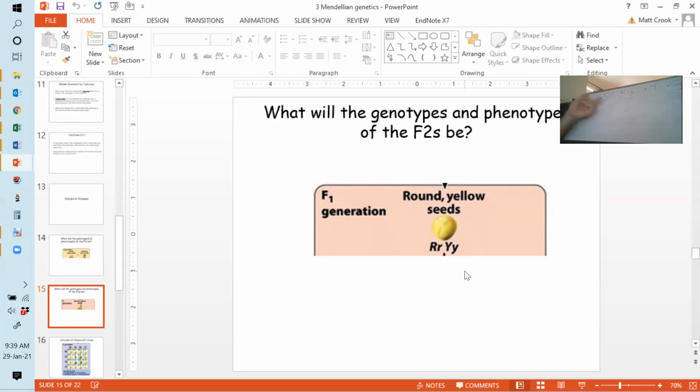And the second thing which results in us getting a 1 to 1 to 1 to 1 ratio is the law of independent assortment, right? So whatever allele you get for the R gene, whether it's a big R or little r, has absolutely no effect on which allele you get for the Y gene.